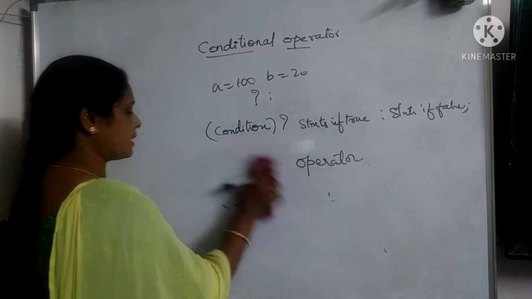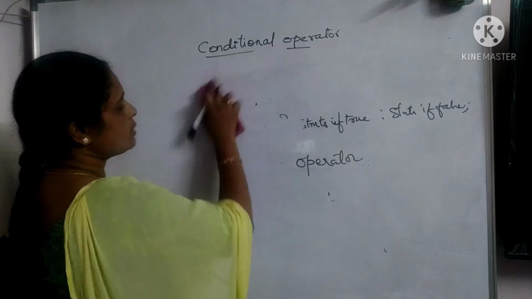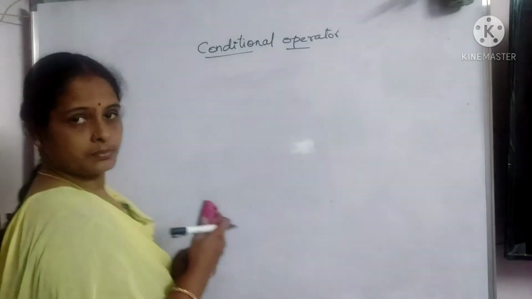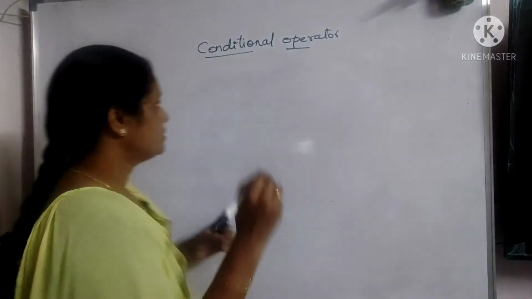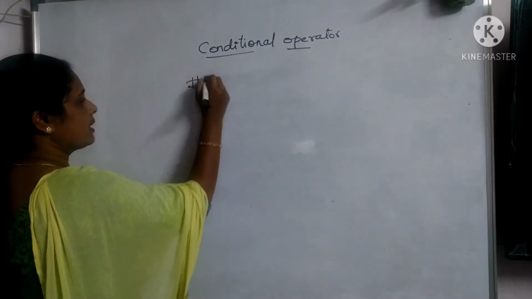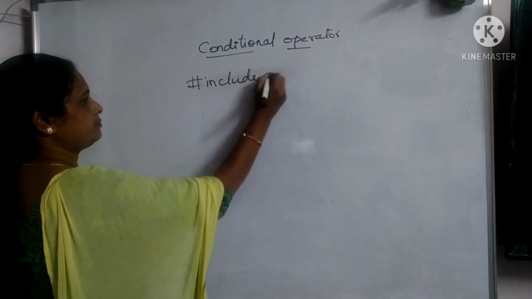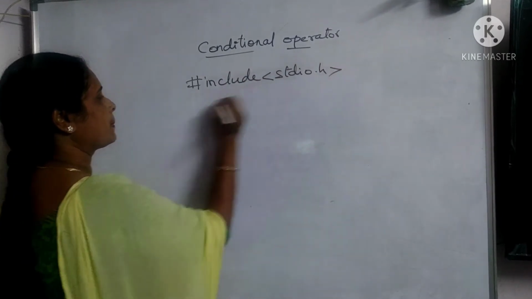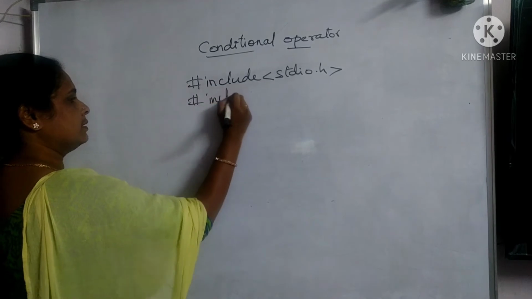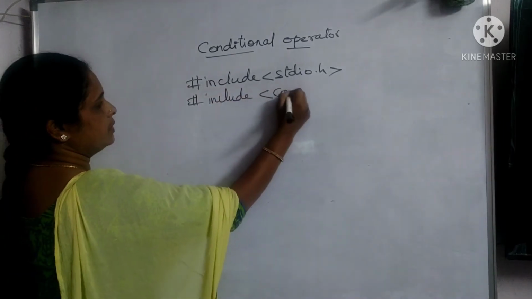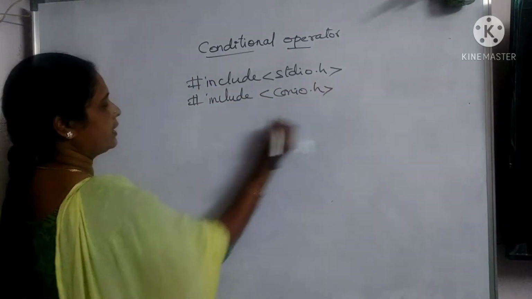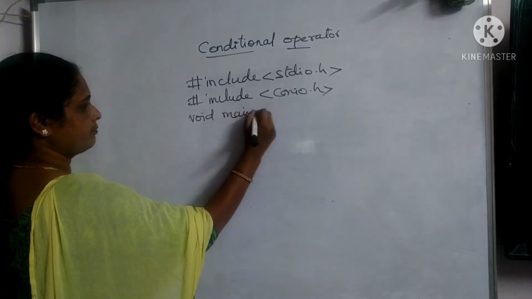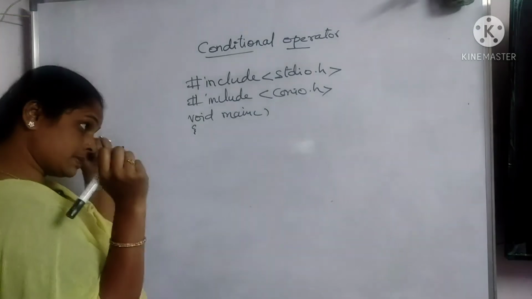We'll do the same program: we'll accept two unequal numbers and find out which one is the big one using the conditional operator. To do so, #include <stdio.h>, then #include <conio.h>. Here starts main. After that comes the declaration part.